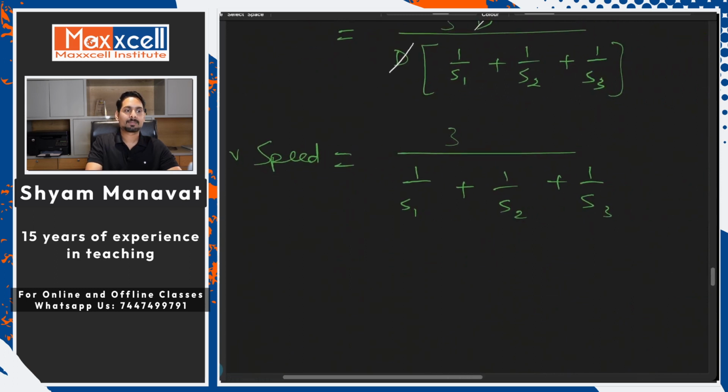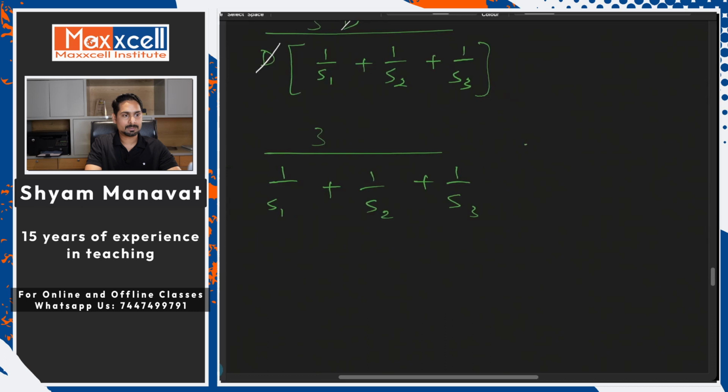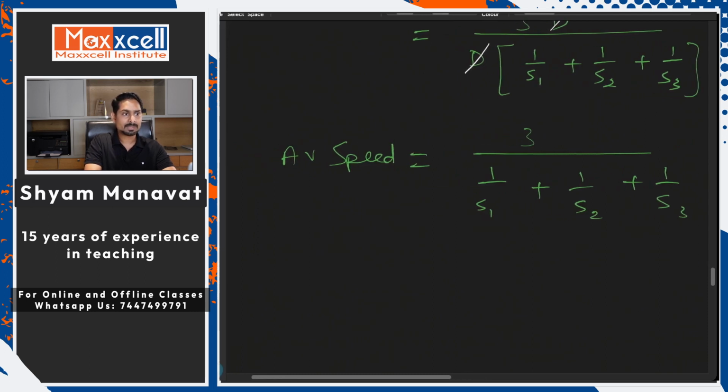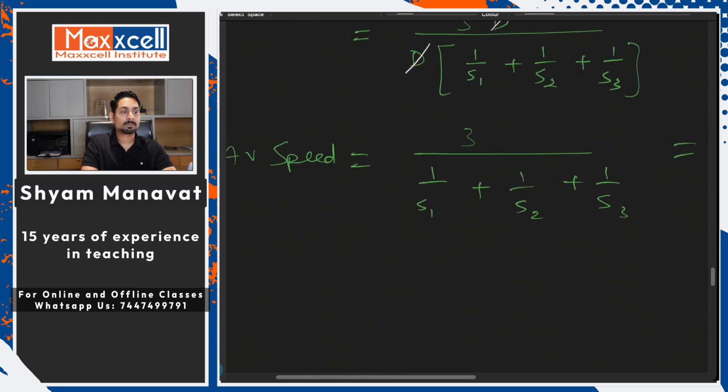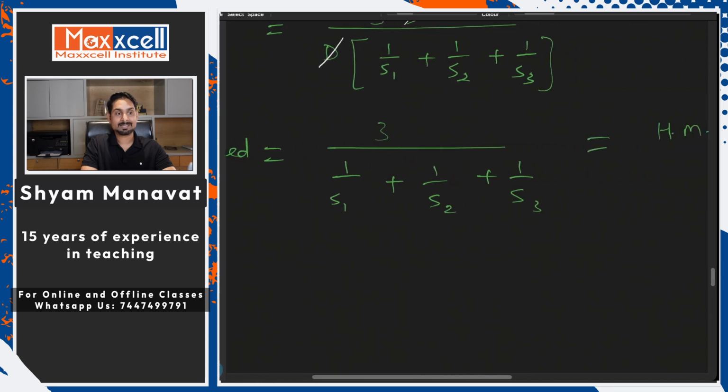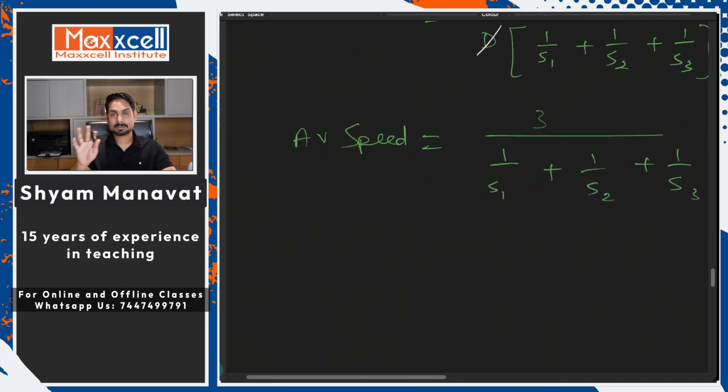No, it's not. By the way, this is called the harmonic mean. It's not very important for you to know in this lecture what the harmonic mean is and where all we can use it. We will discuss this again in the average chapter. So just take this lightly. But you need to understand, average speed here is 3 upon 1 upon S1 plus 1 upon S2 plus 1 upon S3. That is called the harmonic mean. So this is no more the arithmetic mean, correct?